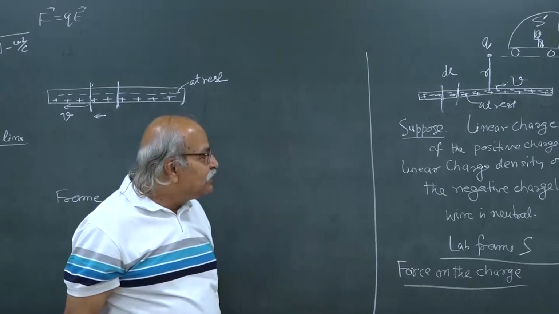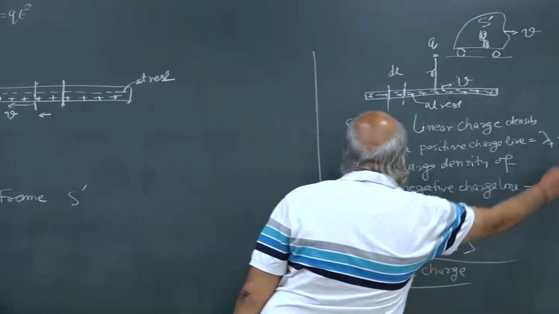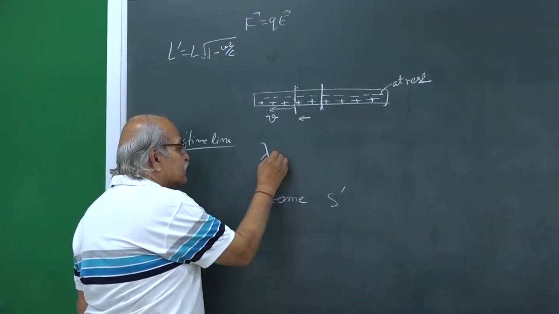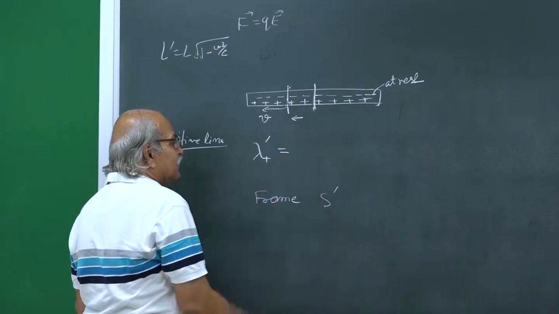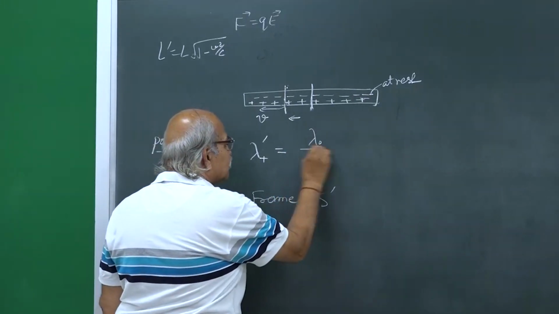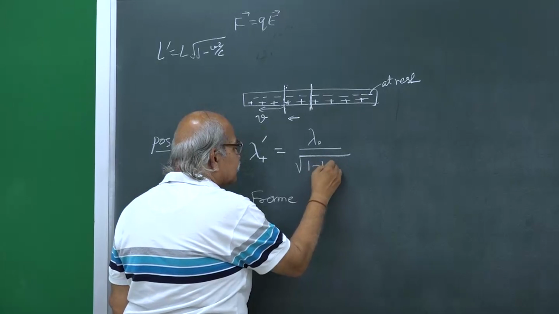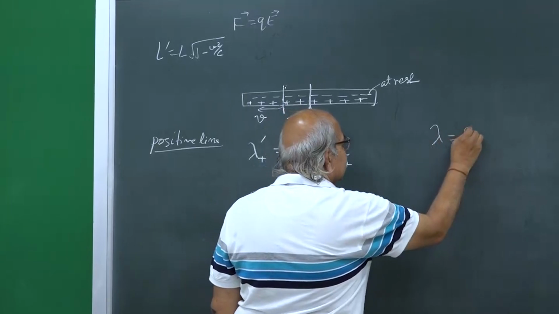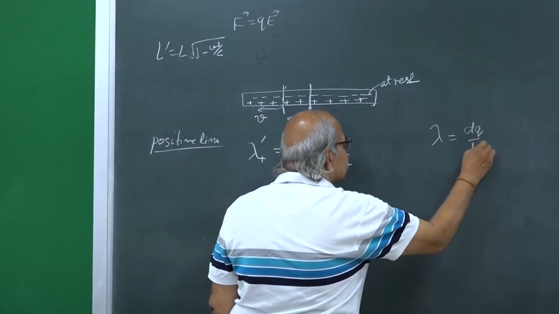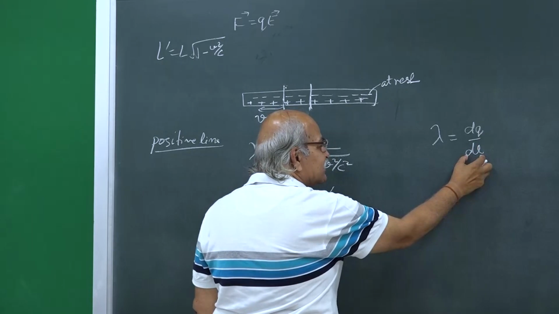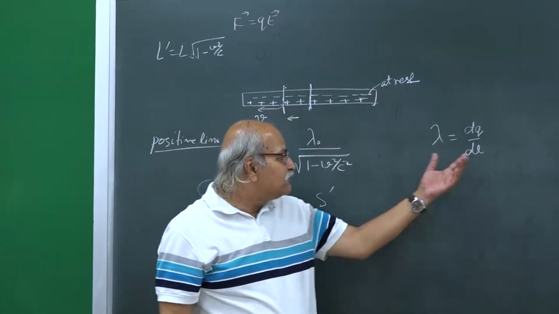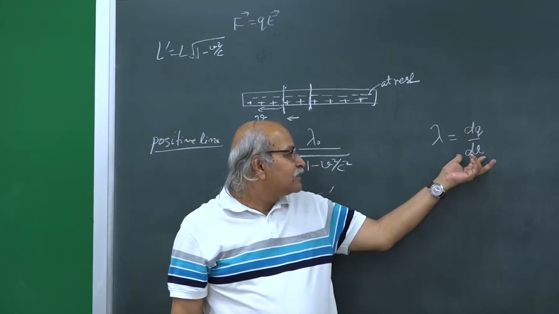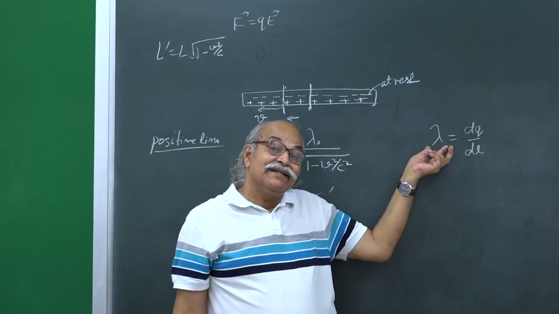So, if the charge density was lambda naught here, this lambda plus prime will be larger. So, it should be lambda naught divided by square root of 1 minus v square by c square, right. Remember, lambda is dq by dl, dq remains the same, only dl changes. So, the factor by which this dl increases or decreases, by that same factor this lambda will decrease or increase.